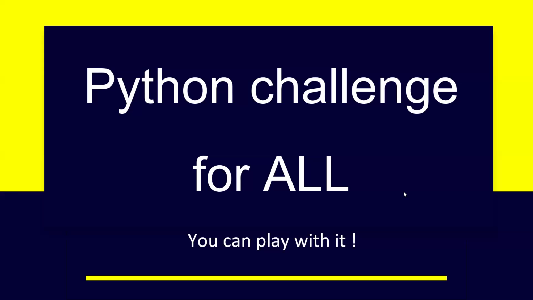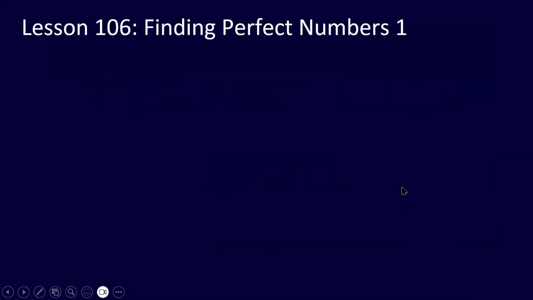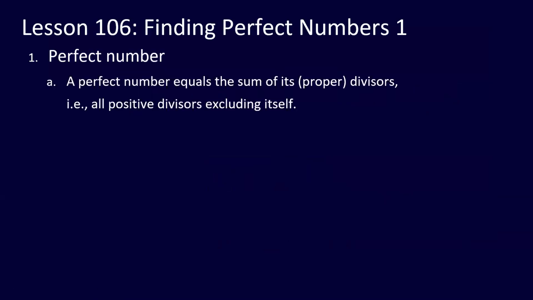Okay, so what is today's topic? Today's topic is about perfect numbers. Do you know what perfect numbers are? Okay, let me tell you the definition. A perfect number is a number which equals the sum of its proper divisors. Do you know what proper divisors mean? A proper divisor is a divisor excluding the number itself.